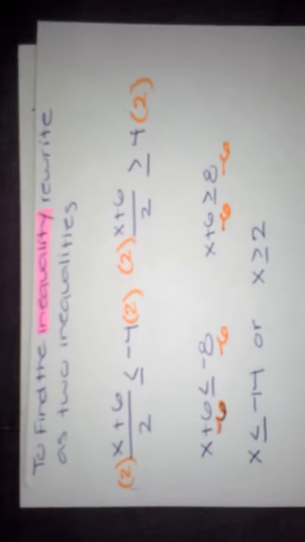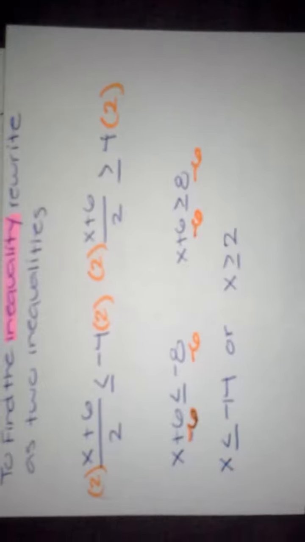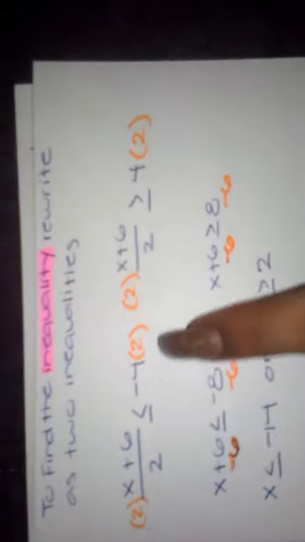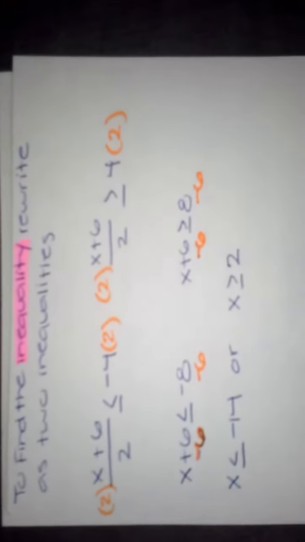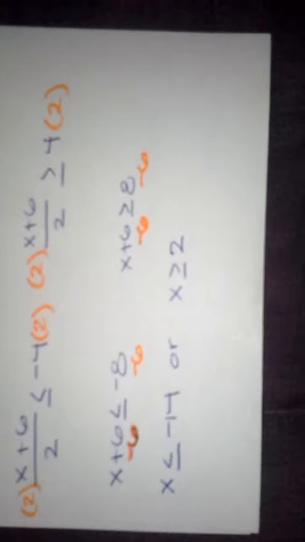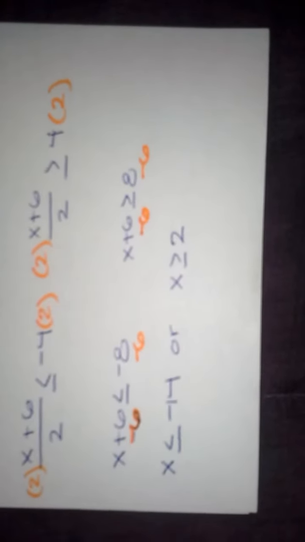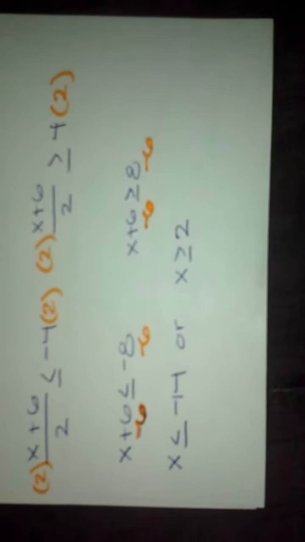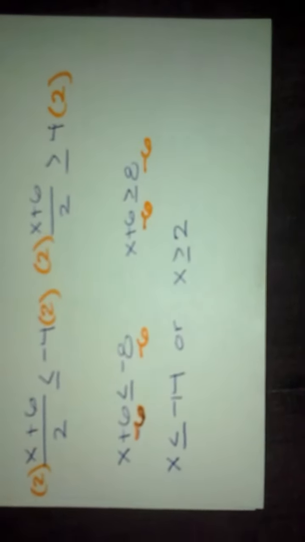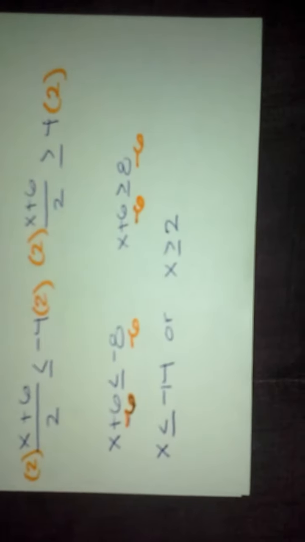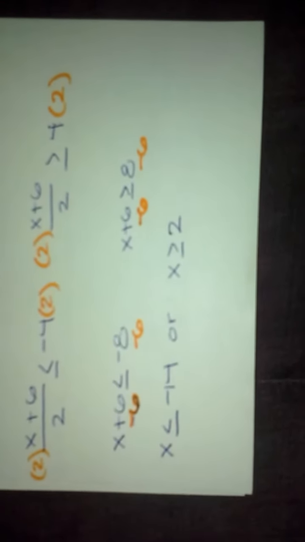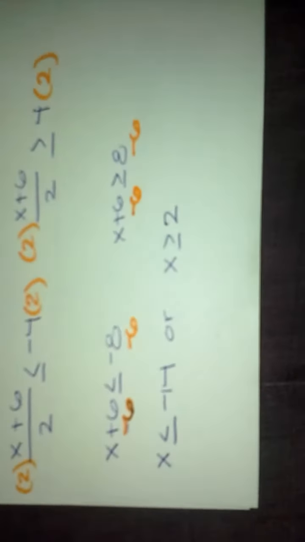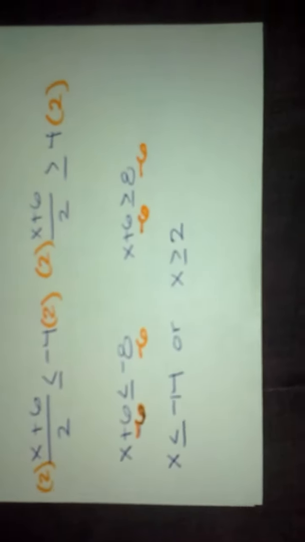After we have that written down, we can multiply each side by 2 so that the denominator cancels and makes it much easier for us. So we are left with x + 6 is less than or equal to negative 8, and x + 6 is greater than or equal to 8. Then we subtract 6 from both sides, and we are left with x is less than or equal to negative 14, or x is greater than or equal to 2. And that is our inequality.